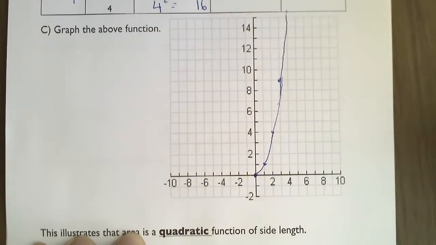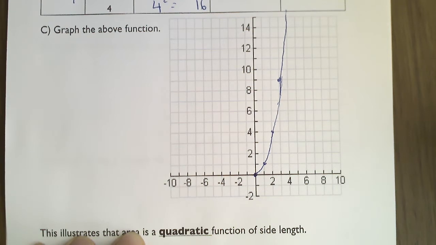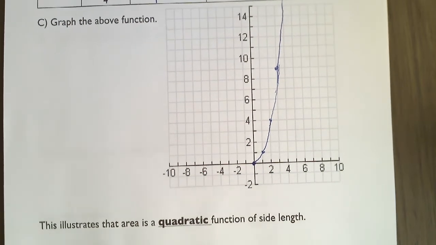And what I see is that the graph that is being produced here is not a straight line. It's actually a curve. So this illustrates that area is a graphing function of side length. In other words, there is a quadratic relation between area of a square and its side length.